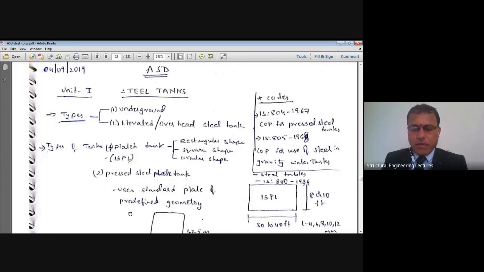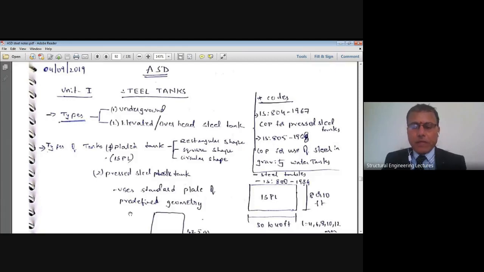In today's class, we shall discuss the fundamentals about the steel tanks: introduction, the types of the steel tanks, what are the different loads, and what are the permissible stresses as per the IS codal specifications. And then, in the next video, we shall see the detailed design of an elevated rectangular plated tank, and also a design of a rectangular pressed steel tank, including the staging.